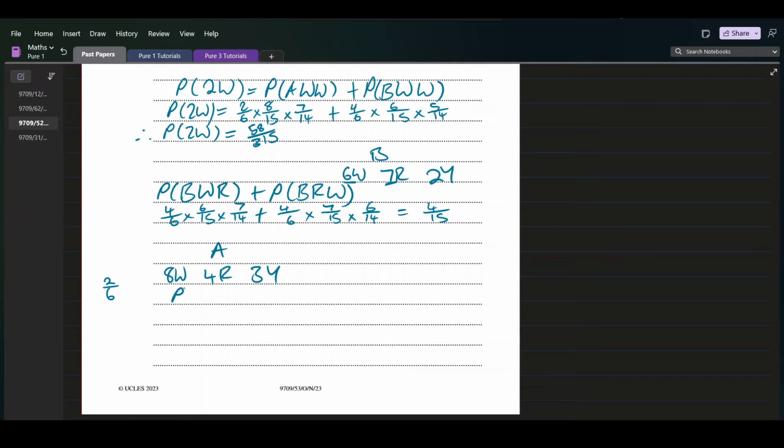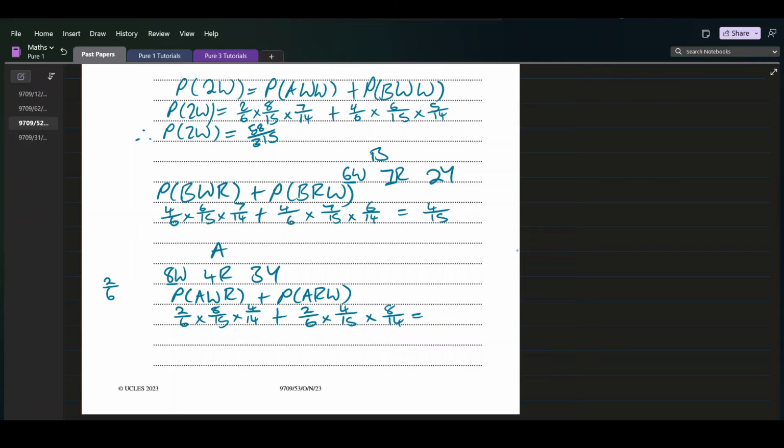So we want the probability of peg A, white, red, or the probability of peg A, red, white. So this becomes 2/6 times white. We've got 8 of them out of 15. Since we've removed one, only 14 remain, and we're 4 reds, so that's 4/14. Plus this becomes 2/6 times red. We've got 4/15 times white, which is 8/14. Let's punch that into the calculator.